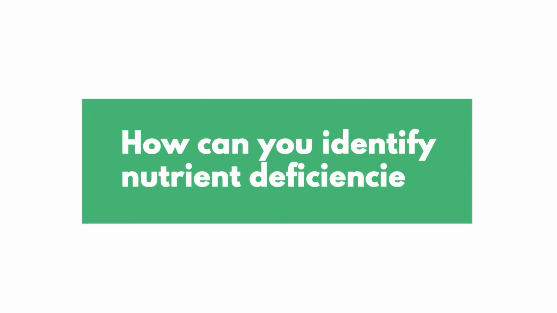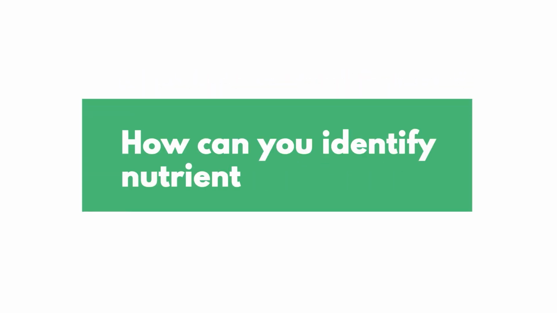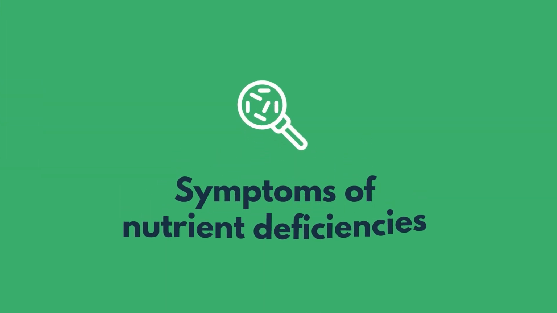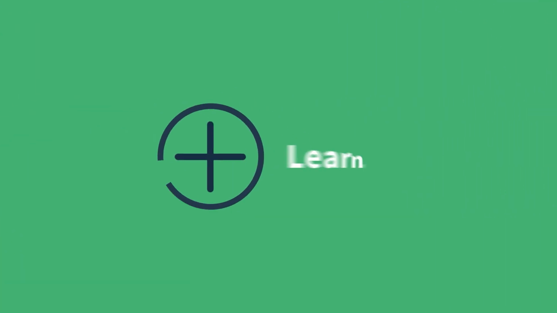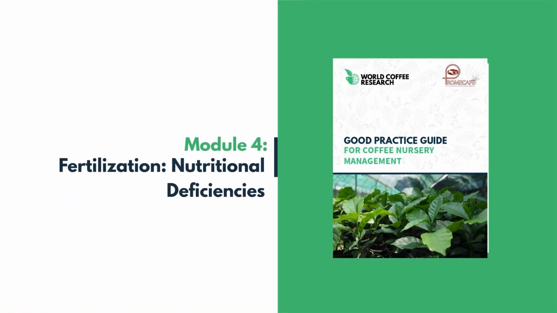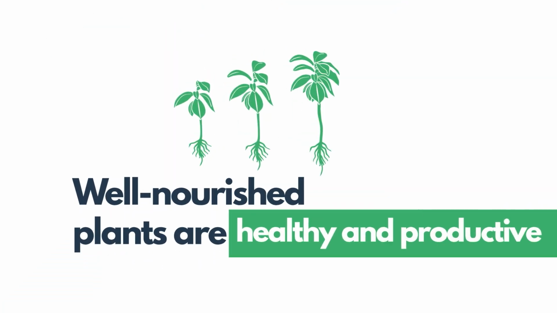How can you identify nutrient deficiencies? It is important that nurseries learn to identify the symptoms of nutritional deficiencies of each nutrient to properly adjust the nutrition plan. Each nutrient deficiency has unique symptoms that manifest as changes in the color, shape, or growth of the leaves or stems. To learn how to identify symptoms, you can consult the Good Practice Guide for Coffee Nursery Management in Module 4 in the section called Fertilization, Nutritional deficiencies. Remember, well-nourished plants are healthy and productive plants.